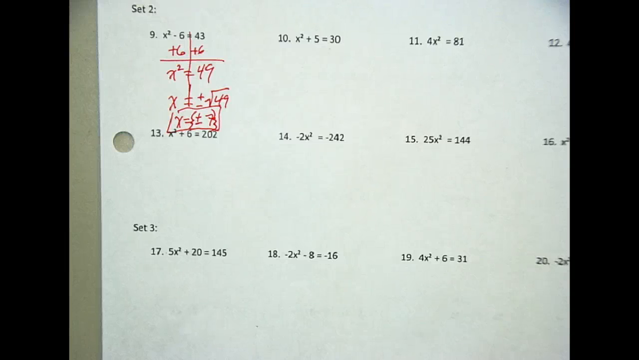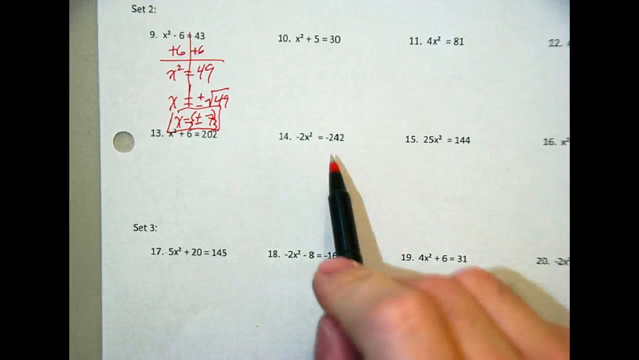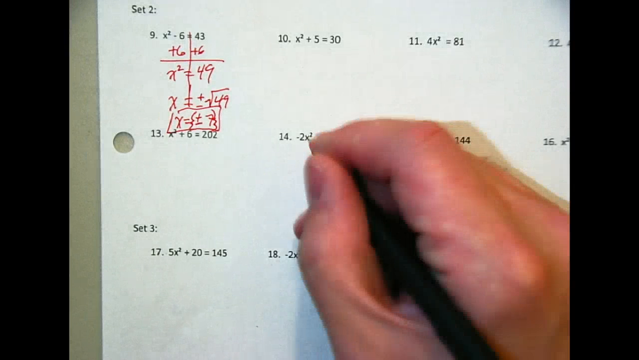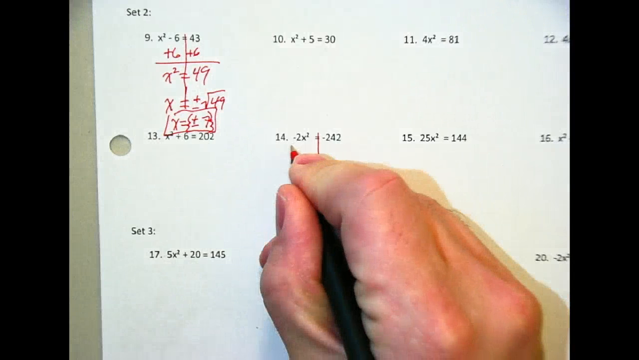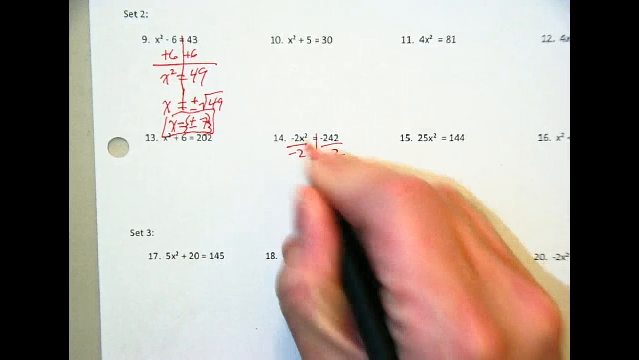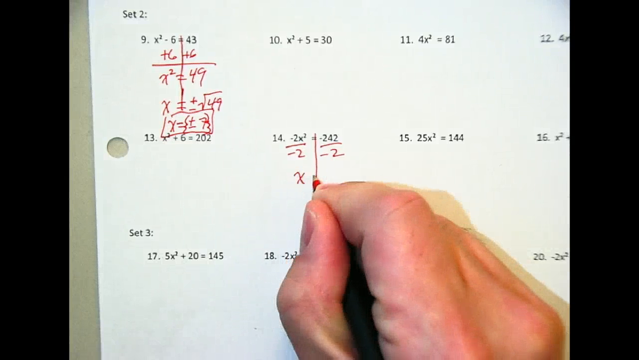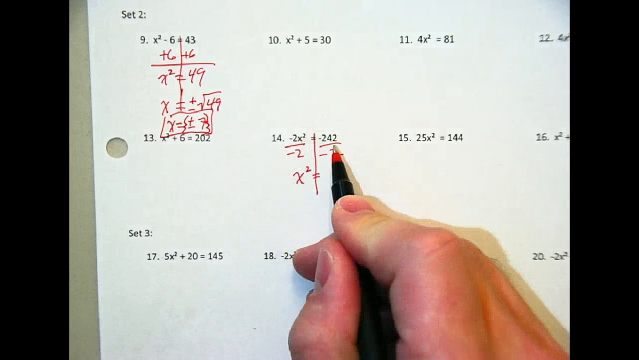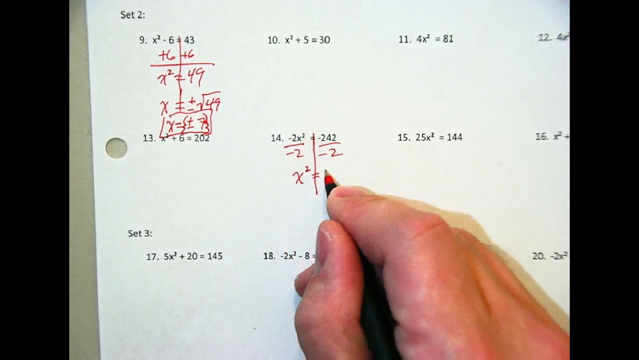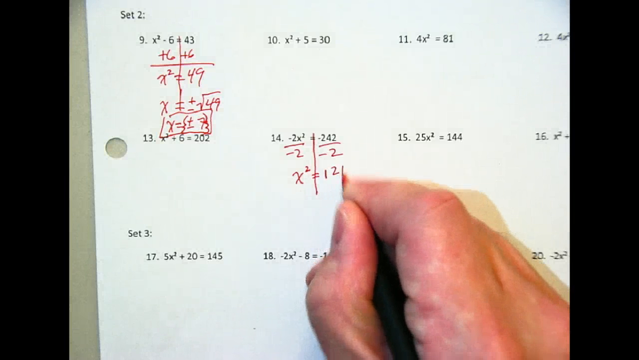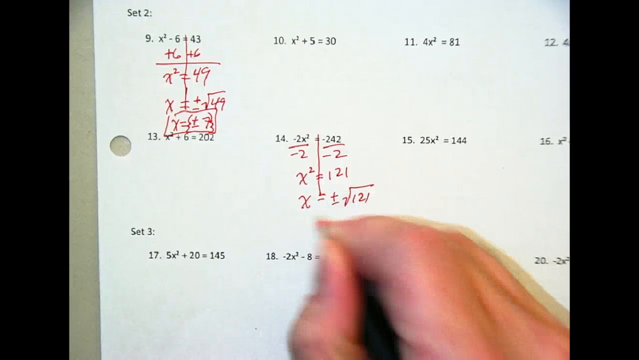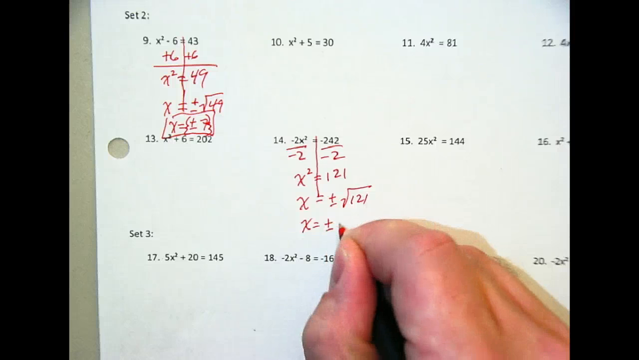Is number 14 no solution? Why don't you figure out number 14 real quick with your groupies. What do I do first in number 14? Ayla, what do I do? Yeah, divide by negative 2. Now, what's a negative divided by a negative? Positive. So don't be so quick to judge and say, hey, that's going to be no solution because I have a negative over here. When you divide that negative by a negative, you get a positive. In this case, positive 121. And then I take the root, which gives me plus minus 11.